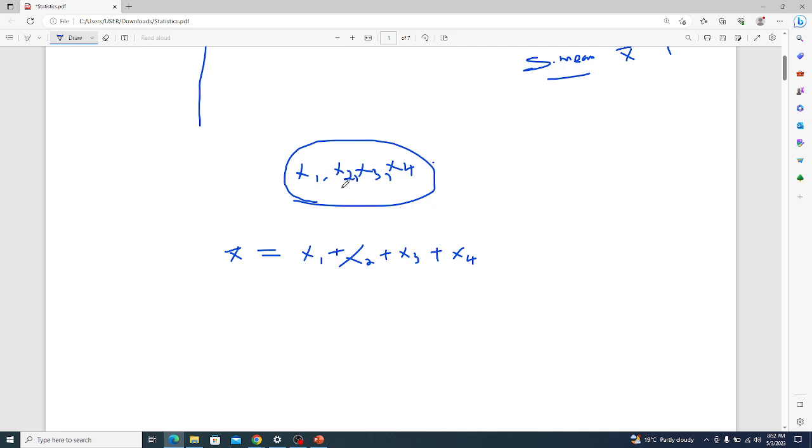And what is our sample size? Can someone tell me the sample size? What are we going to divide with here? 4. Yes, n is equal to 4 because we only have 4 values. So it will be divided by 4, and basically this is the mean.